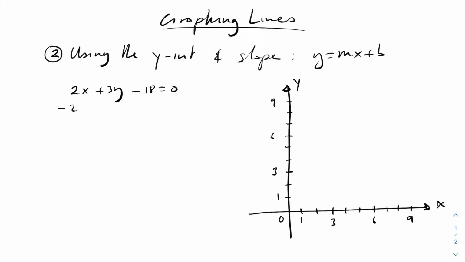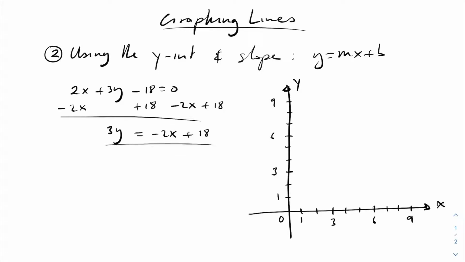If you wanted to do this using the y-intercept and the slope to draft the equation of a line, the first thing we would have to do is rewrite this in y equals mx plus b form. So I'm going to subtract 2x on both sides and also add 18 on both sides. What I'm going to get then is 3y equals negative 2x plus 18. Divide both sides by 3, and you get y equals negative 2 over 3 x plus 6.